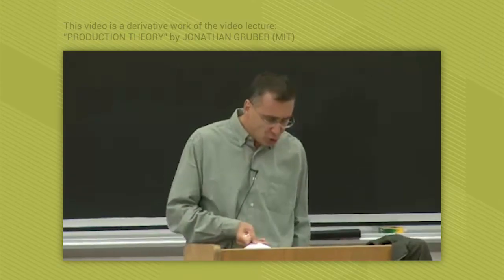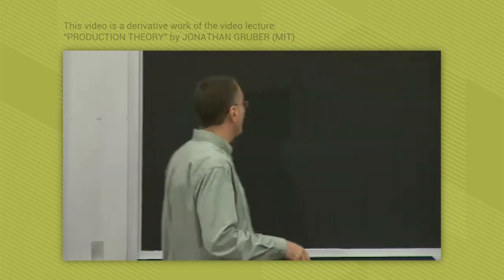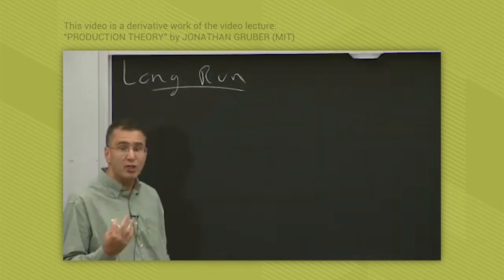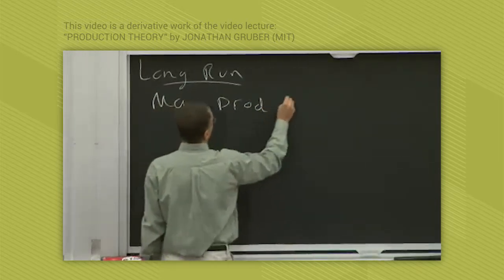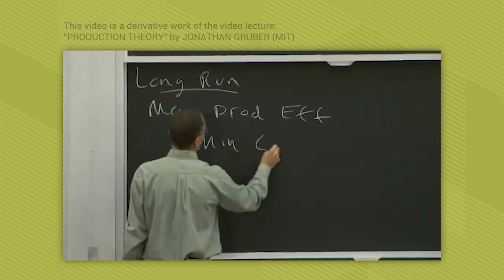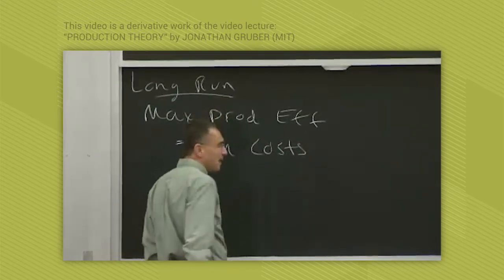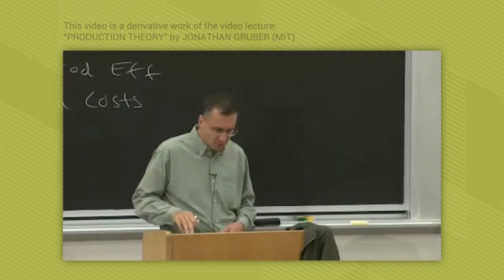Firms get to choose their input mix to maximize their production efficiency. So input mix is chosen to maximize production efficiency, which equates to minimizing costs.